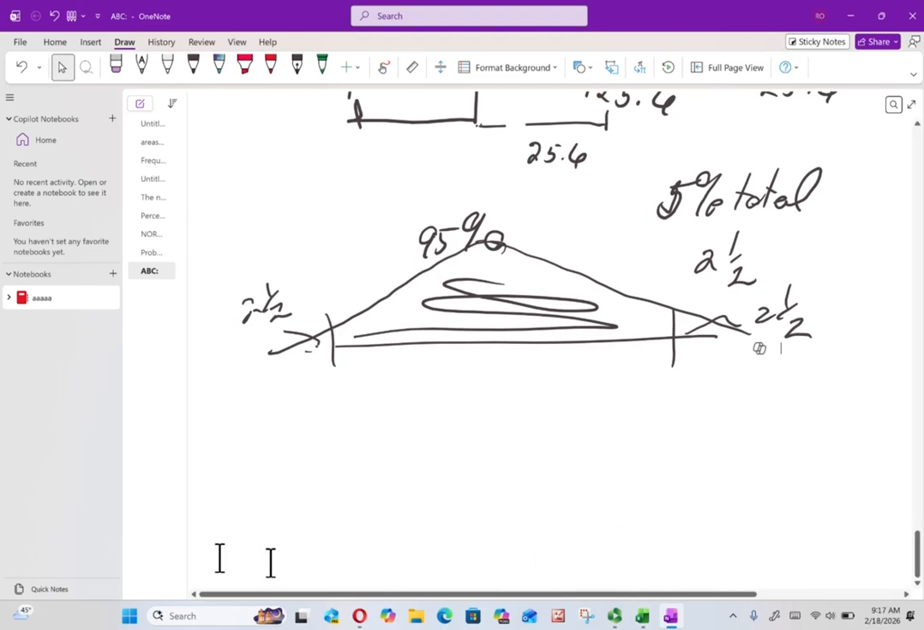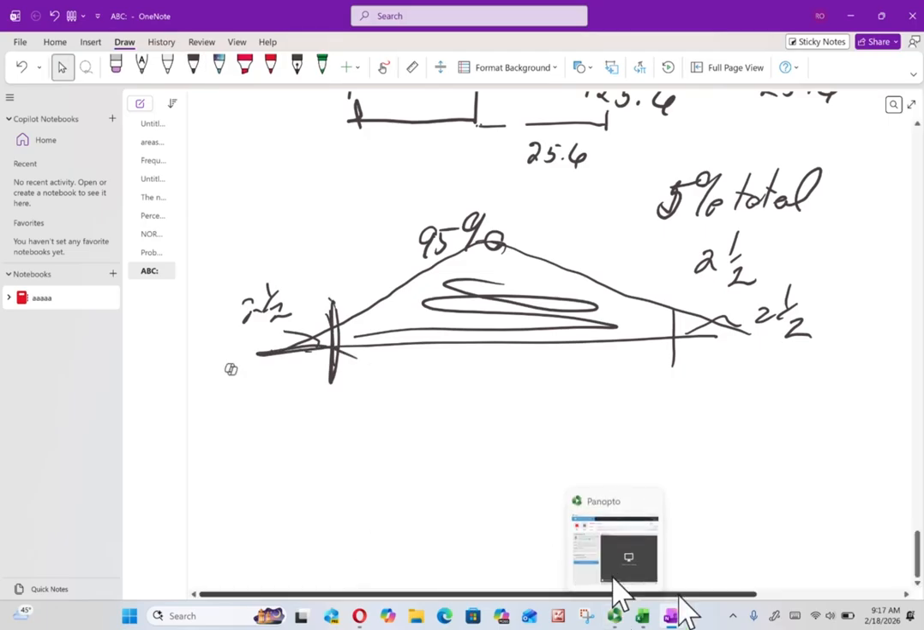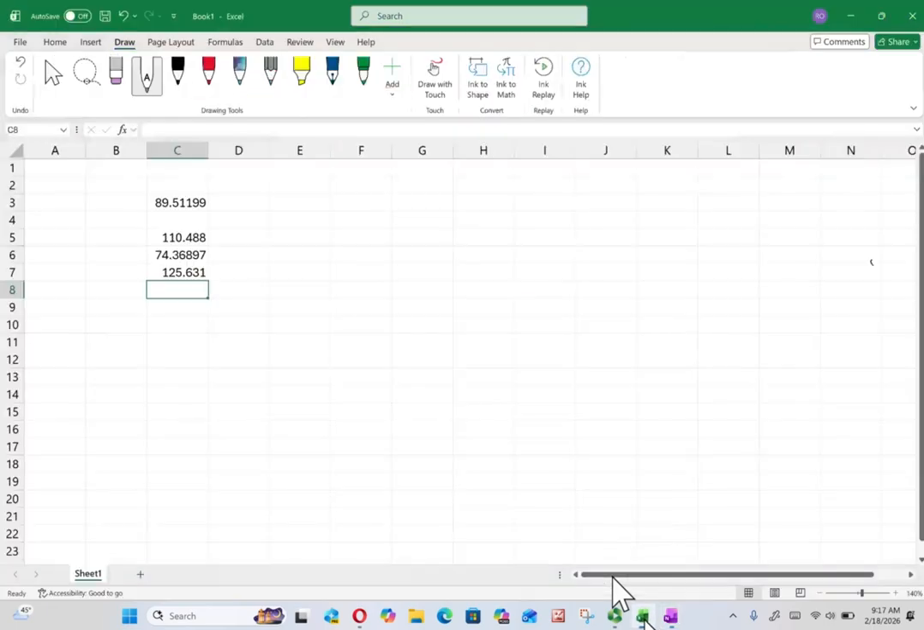Two ways to get it. What's the first one? What's the low end? What probability do I use for the low end? Everything comes from the left. 0.025, yeah, 2.5%. And the good thing is if you get it wrong, it's pretty obvious.